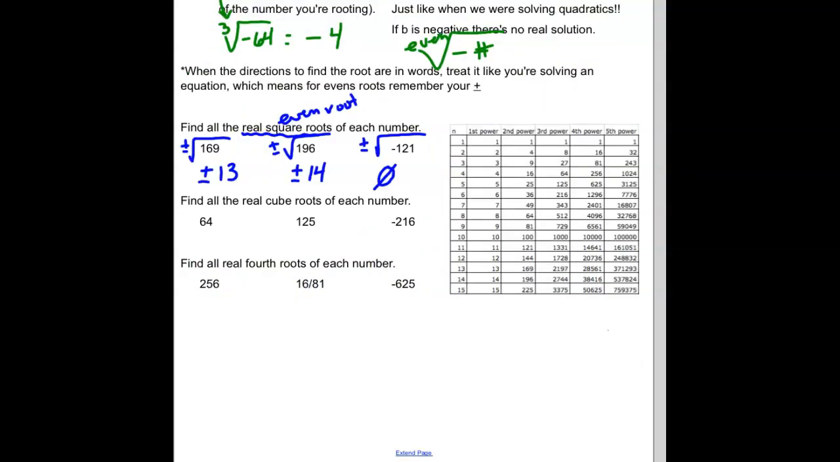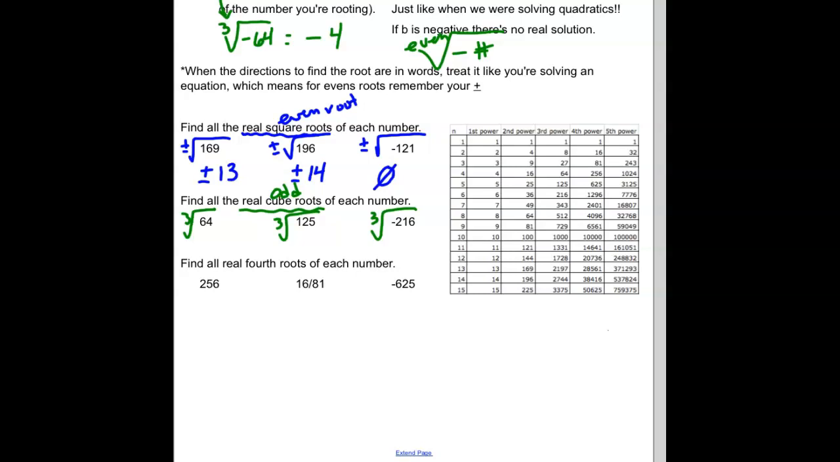The next one says to find all the real cube roots. Now we're talking about odd roots. A cube is number 3, and 3 is an odd number. So we want the cube root of 64, the cube root of 125, and the cube root of negative 216. Here we're just going to get one answer for each of these.